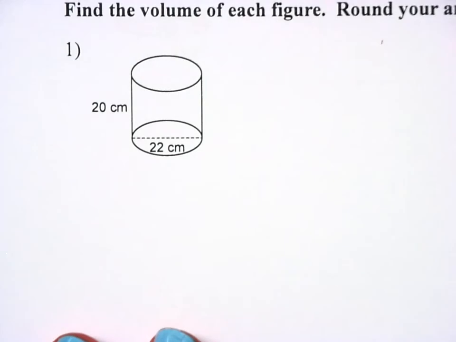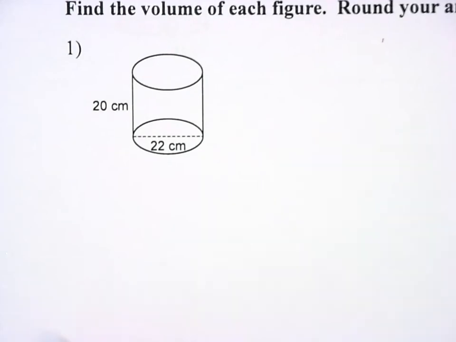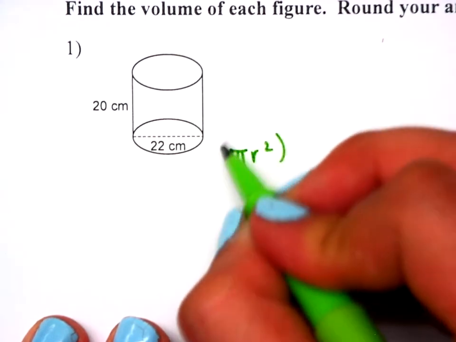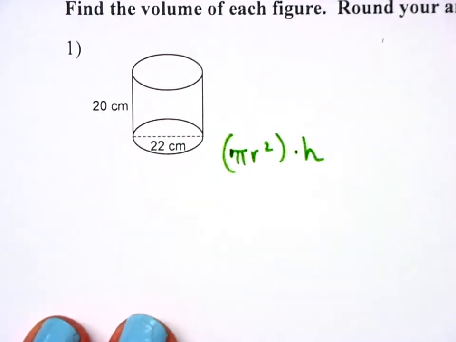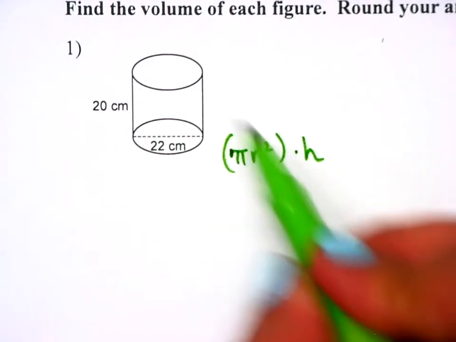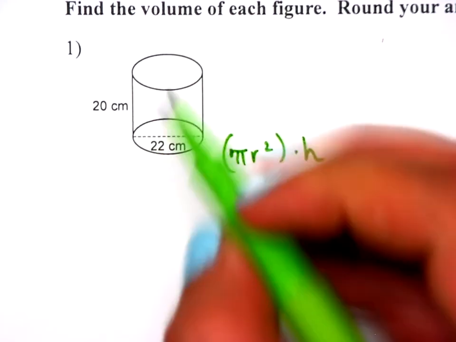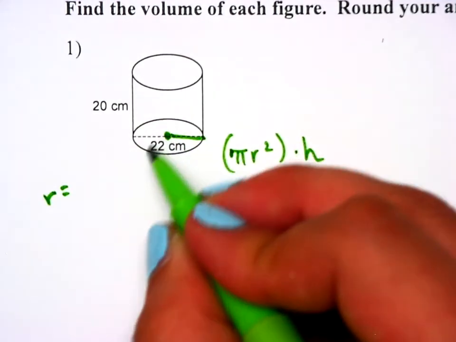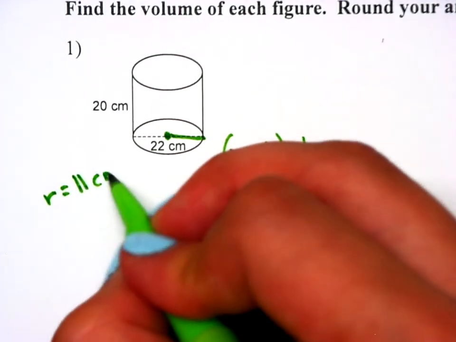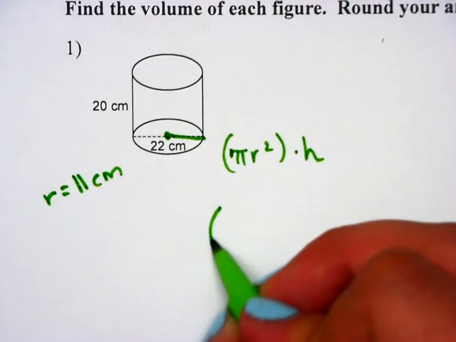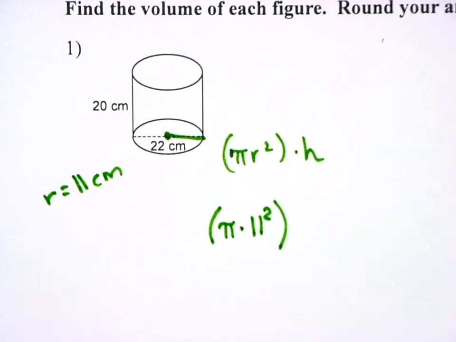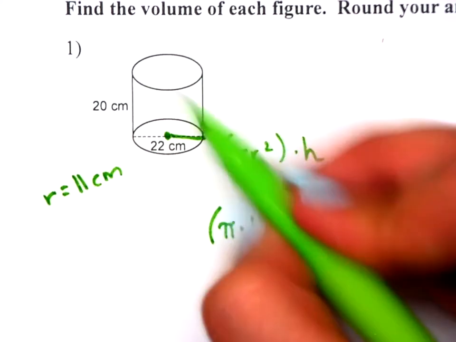My volume formula is pi r squared times the height. So I need the radius. Uh-oh, we only have the diameter here, so I have to cut that in half. My radius is going to be half, or 11. Okay, so I'm halfway done. I've got pi times 11 squared, and then I need to know the height of the object. That's 20.